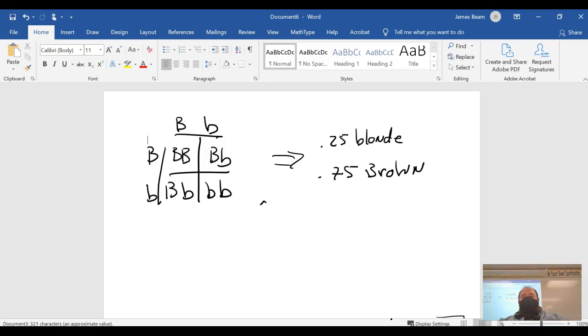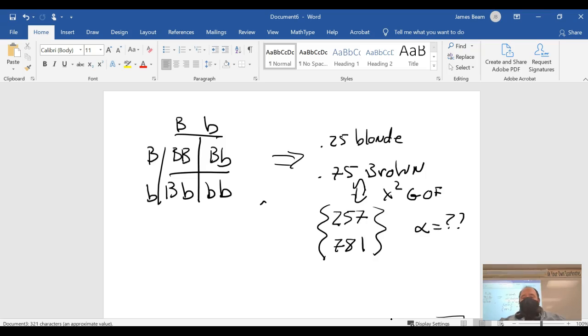And what chi-square does is it says, okay, let's take a sample of the offspring that actually came out, and let's say it was 257 and 781, and these are the actual results, and compares these two things to each other using a chi-squared goodness of fit test. Then we get an alpha significance back, and if alpha is less than 0.05, we go, hey, the model fits. Okay?